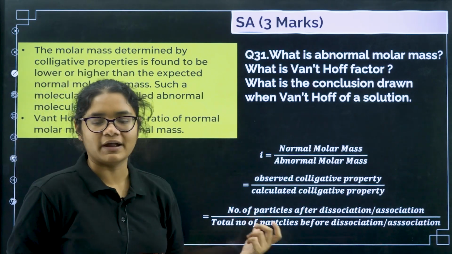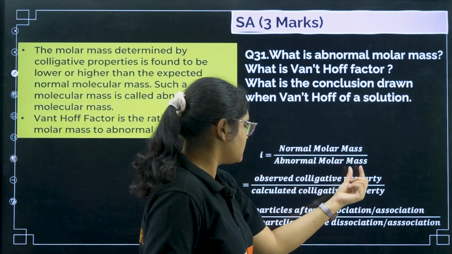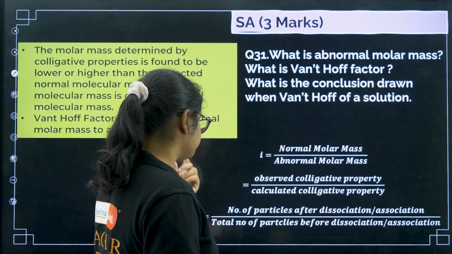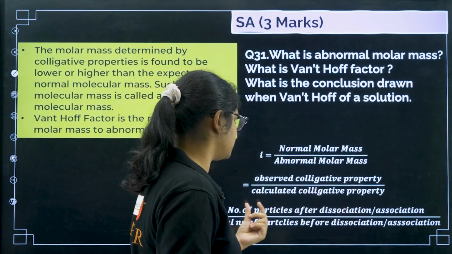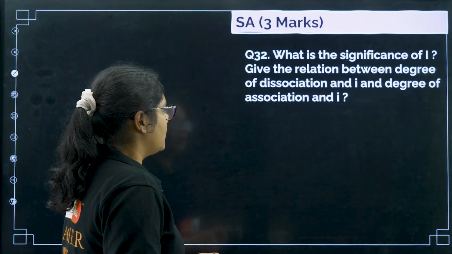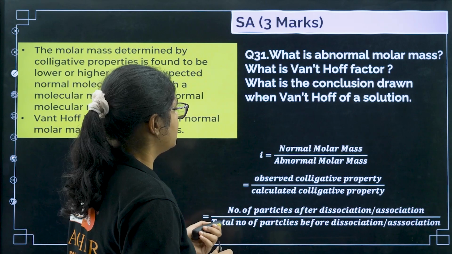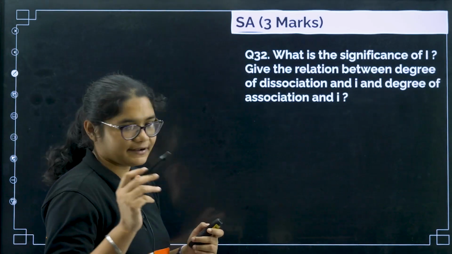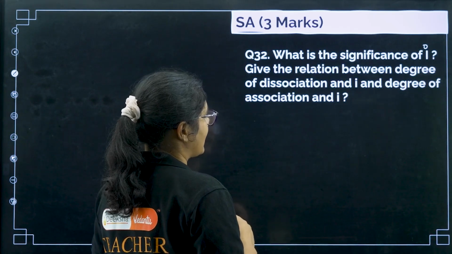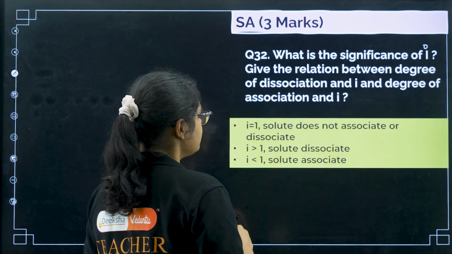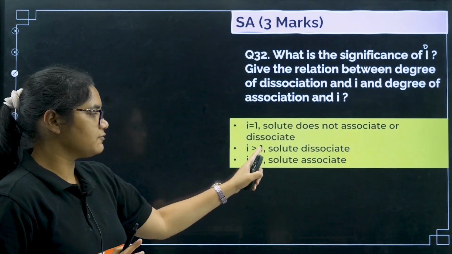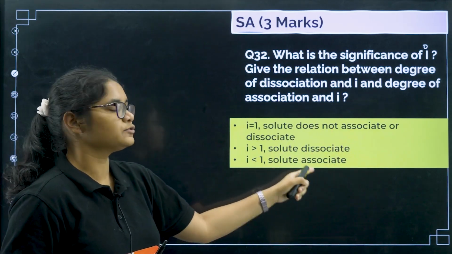Here are the three formulas of Vant Hoff factor: normal mass by abnormal molar mass, observed colligative property by calculated colligative property, and number of particles after dissociation divided by number of particles before dissociation. Okay. What is the significance of Vant Hoff factor? This is i. And give the relation between the degree of association and i. So if i is equal to 1, solute does not associate or dissociate. If i is greater than 1, solute will dissociate. If i is less than 1, solute will associate.